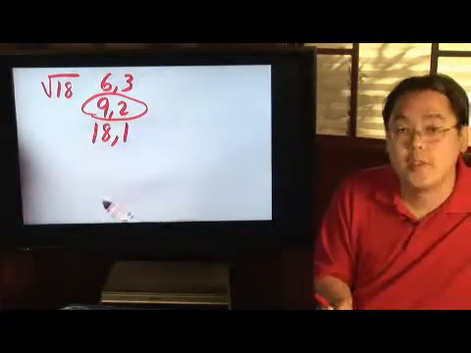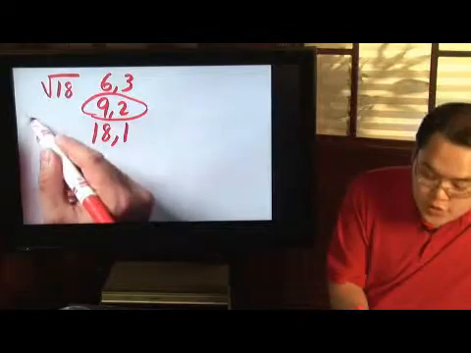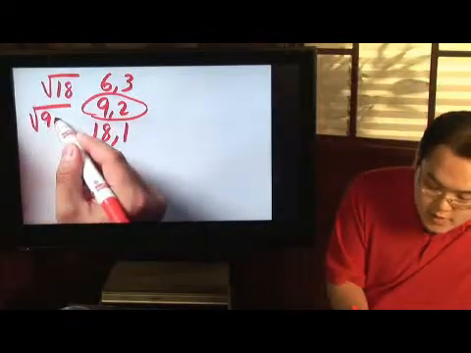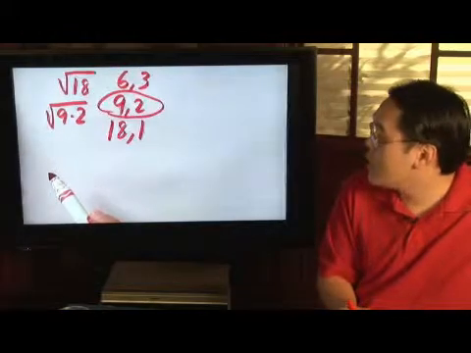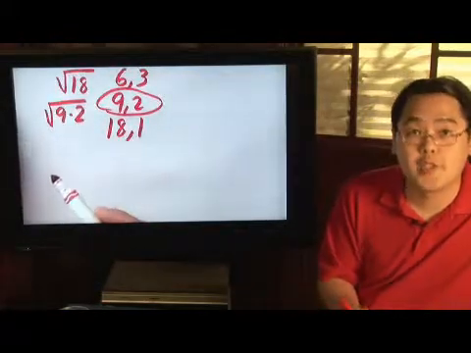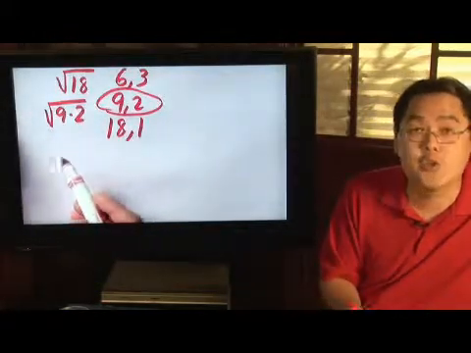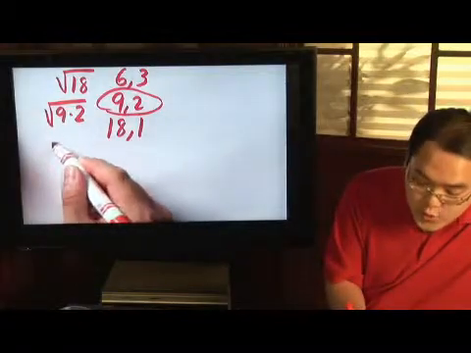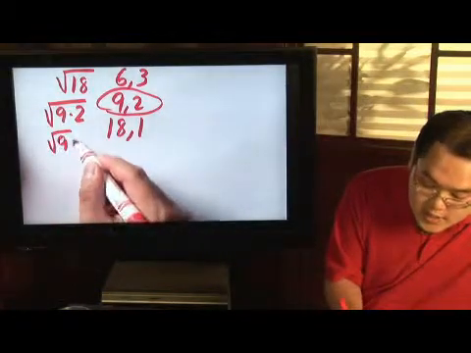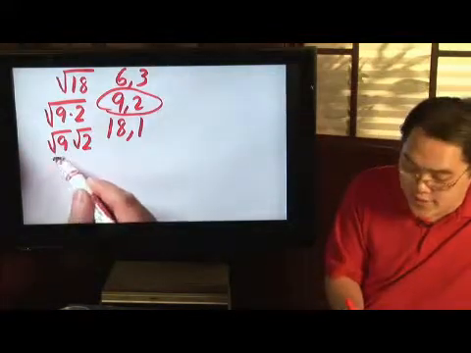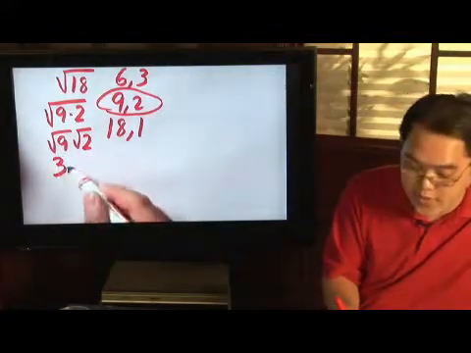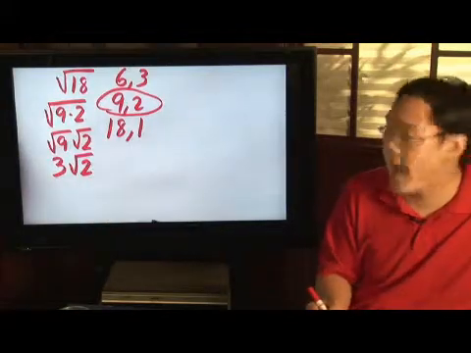Now, break up the 18 into 9 times 2, and there is a square root rule, or a radical rule, that lets you break up this expression into two separate ones. In other words, you can rewrite this as the square root of 9 times the square root of 2. Now, the square root of 9 is obviously 3, but the square root of 2, you can't break that up any further than what you already have.